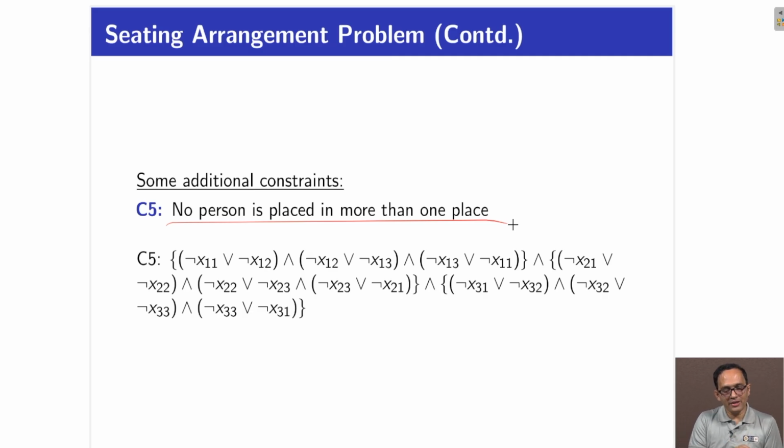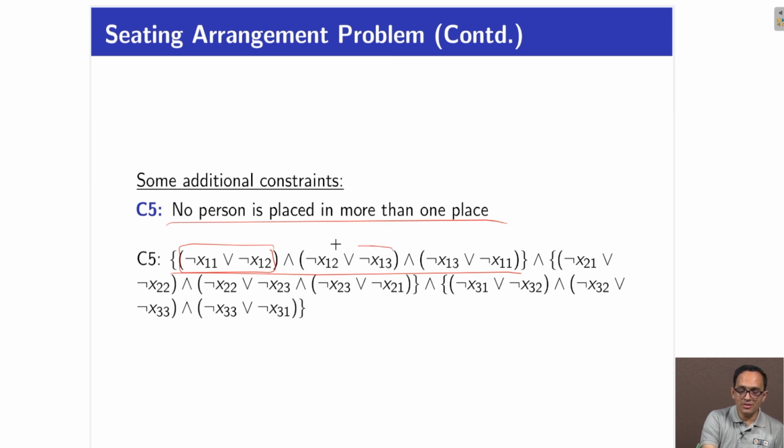So what I am writing here is, you see the first part of the formula. This is for person 1. What I am saying is that not x11 or not x12 is true. That means at least one of them is false. That means Amit is not sitting in both seat number 1 and 2. So the first part says that Amit is not sitting in both seat number 1 and 2. At least one of the places he is not sitting.